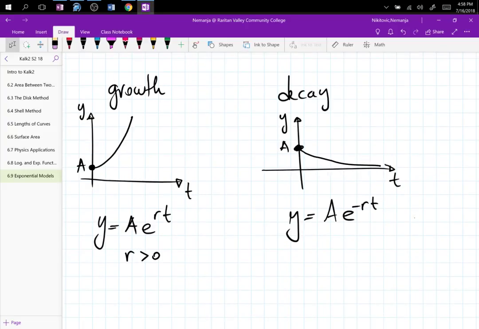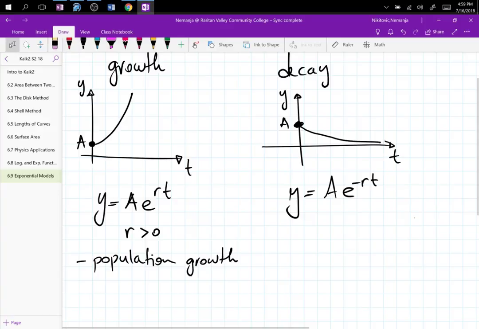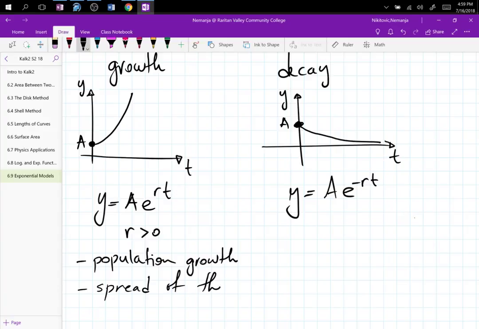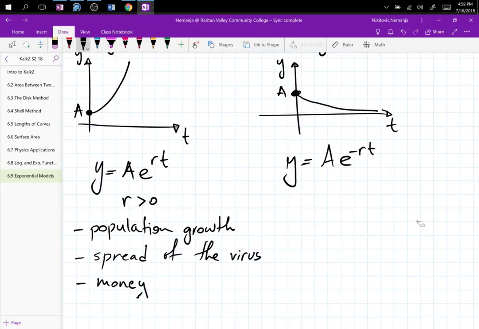And here you would say population growth. For population growth, you can talk about people, rabbits, or bacteria. It doesn't matter, it's population growth. Or you can think about the spread of a virus, or you can think about money. There are all of these different things where you see growth as the outcome.